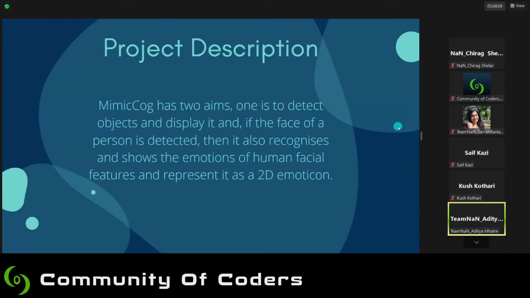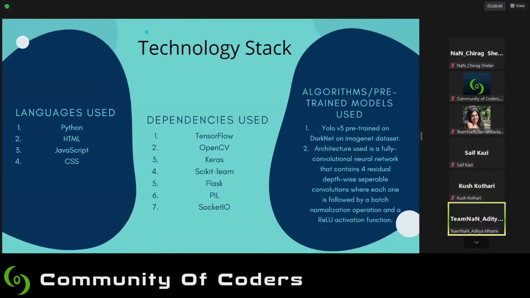So what is Mimicog? A short description: Mimicog has two aims. One is to detect objects and display them. For example, if a car comes and the video is going on, it should display a car photo or an emoji. Or if a human comes in and a face is detected, it also recognizes the emotions represented on the face, and it is shown as a 2D emoticon. So that's the main part of the project. Moving on.